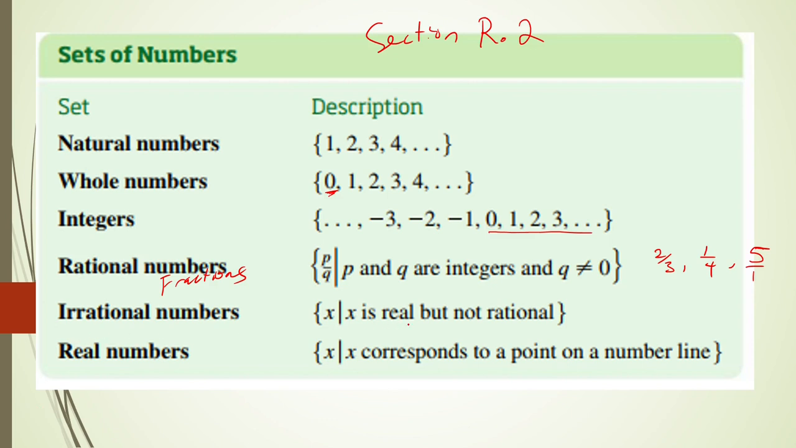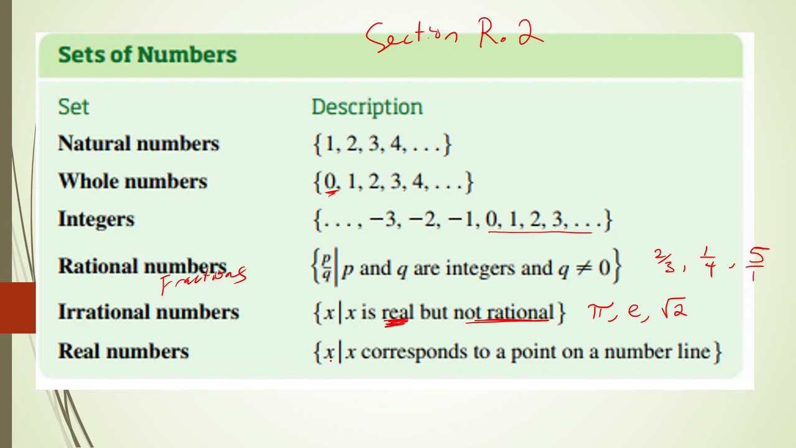Irrational numbers are real numbers, but not rational numbers. Examples of this include pi, e, or the square root of 2. These are examples of irrational numbers. They're real numbers, but they're not rational. They cannot be written as a fraction.